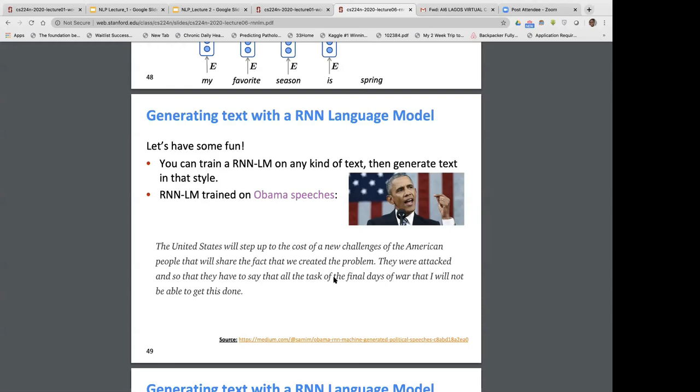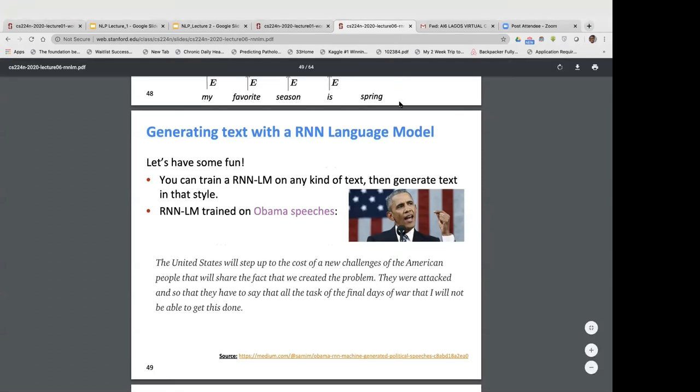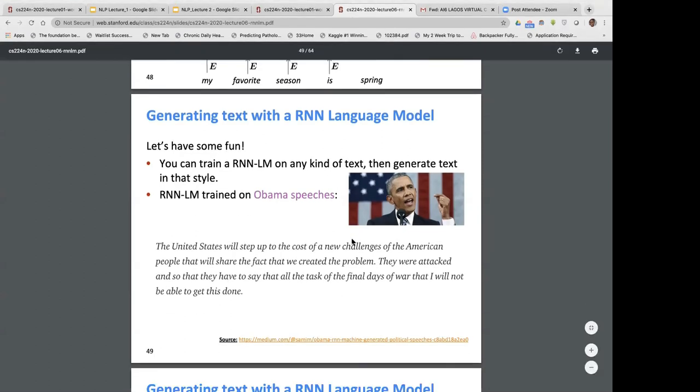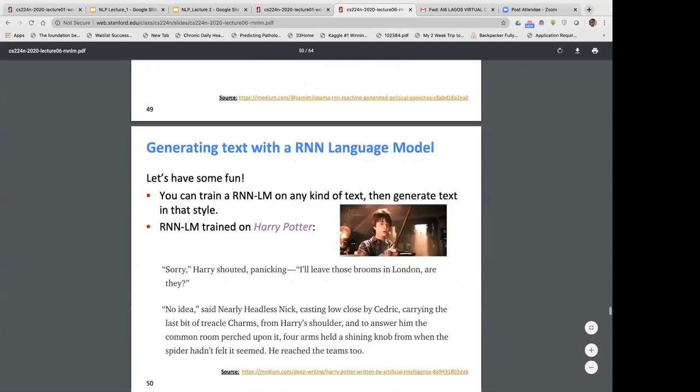You can see the United States, and information that is in this generated text. This is another example.